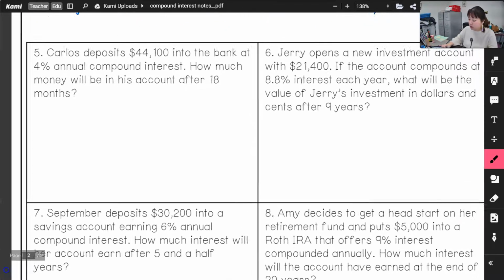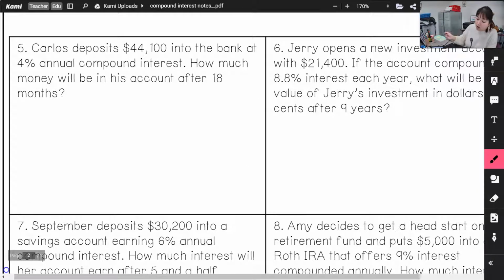Okay, so let's look at number 5. It says, Carlos deposits $44,100 into the bank at 4% annual compound interest. How much money will be in his account after 18 months? First of all, when you see the word annual or annually, that only comes about when you have compound interest. It doesn't mean anything.